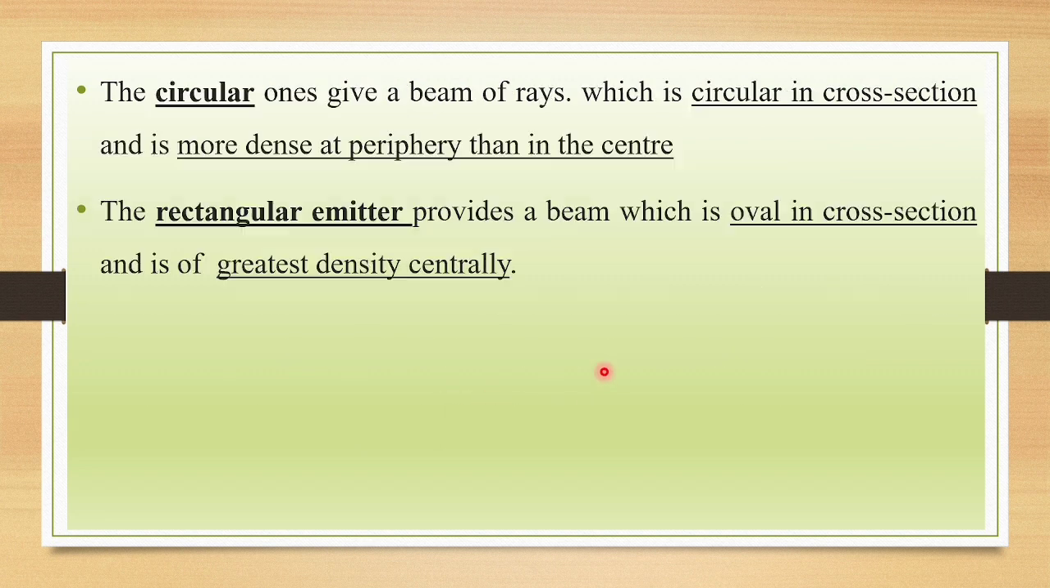The circular one gives a beam of rays which is circular in cross section and is more dense at the periphery than in the center. The rectangular emitter provides a beam which is oval in cross section and is of greater density at the center. So the circular will have a circular cross section with a higher density at the periphery, and the rectangular emitter will be oval in cross section with a greater density at the center.